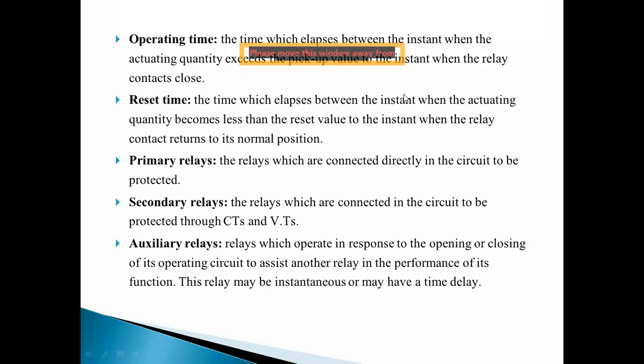Operating time is a fraction of a second. Your relay operates in a fraction of a second. So this is called the operating time: the period from when the actuating quantity exceeds the pickup value to the closing of the relay contacts. That time period is called the operating time.